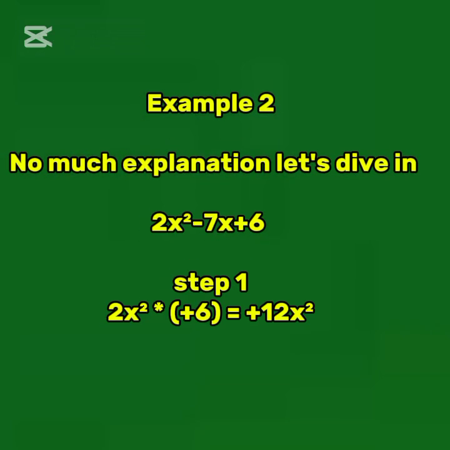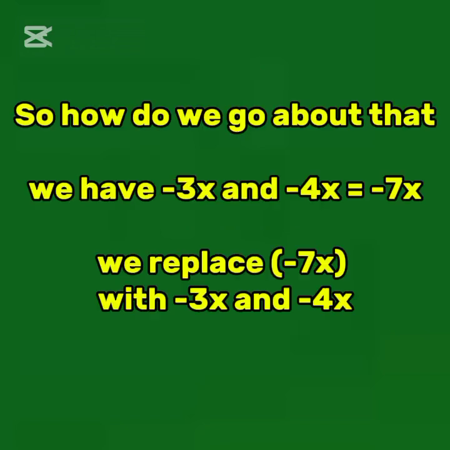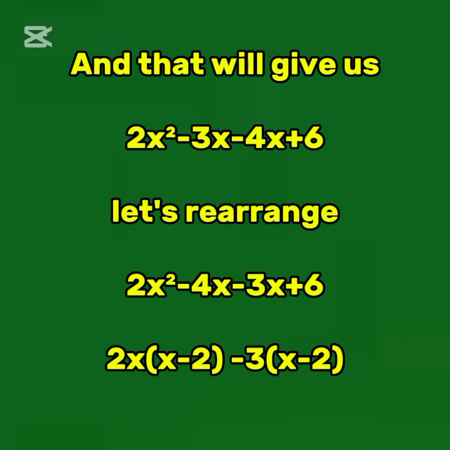Let us go to the next example without much explanation. So first step, we multiply the first and last term, and that will give us plus 12x squared. Now the factors of 12 are 1, 2, 3, 4, 6, 12. Looking properly, we know that 3 and 4 would give us the middle term 7, because when added we have 7, when multiplied we have 12. But the middle term is actually minus 7x, not just 7. So how do we get that minus 7x? That means minus 3x and minus 4x. So we replace minus 7x with minus 3x and minus 4x without wasting our time. Let's continue, and that will give us 2x squared minus 3x minus 4x plus 6.